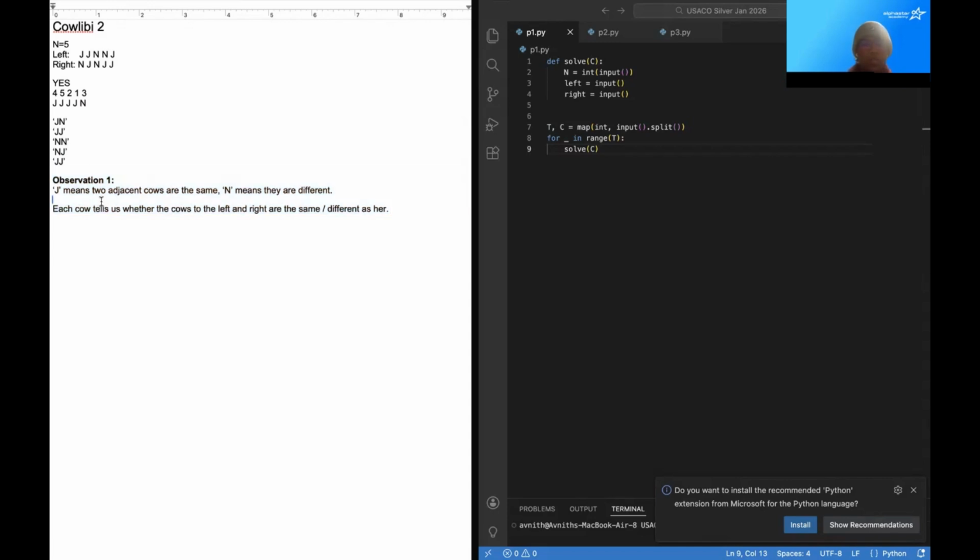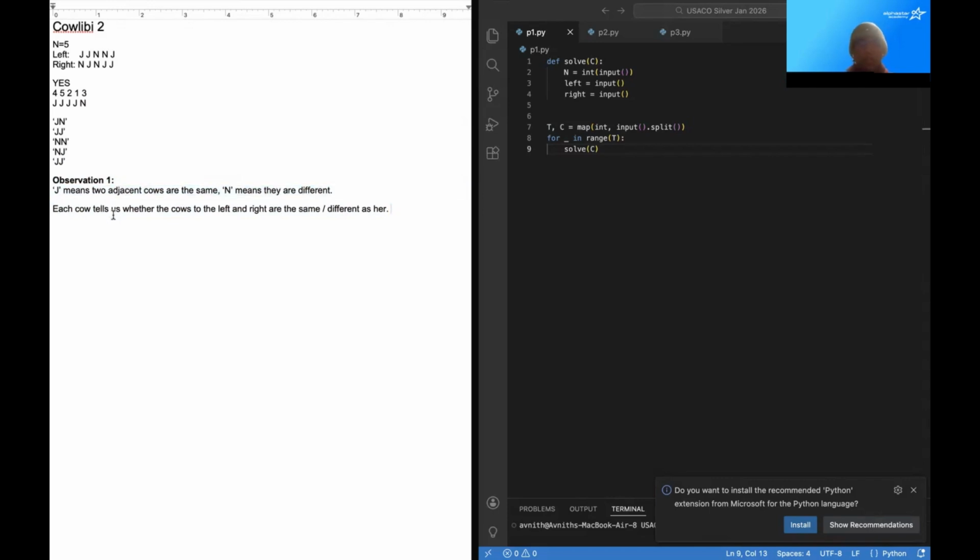So the first observation we can make is a J always means that two adjacent cows are the same, and N always means they're different. So this is true regardless of whether the cow who makes the statement is Farmer John's or Farmer Nodge's. So whether or not the cow is lying, this statement is always true.